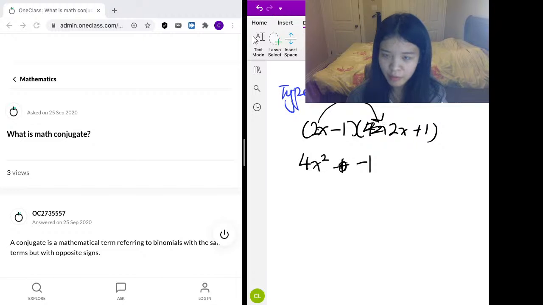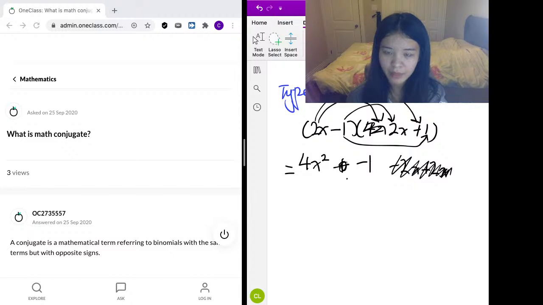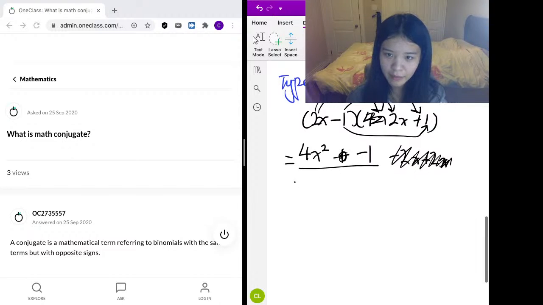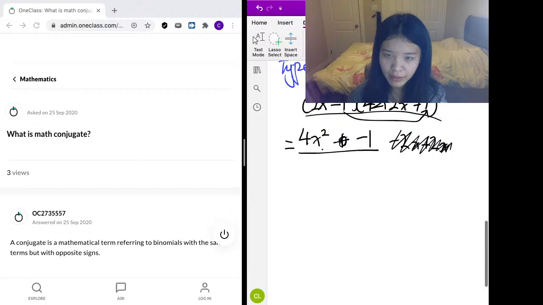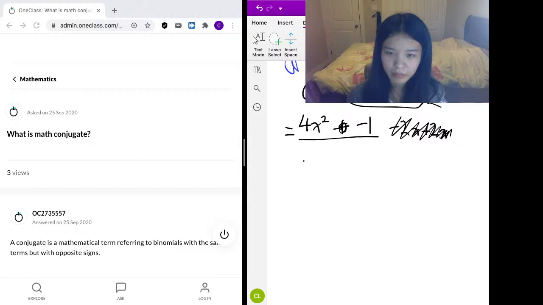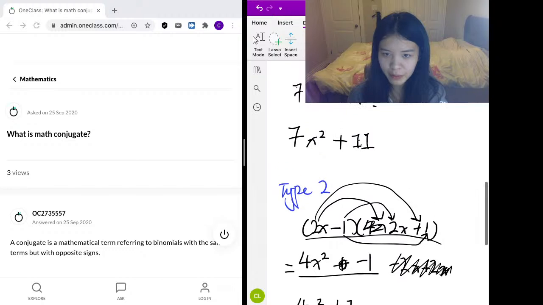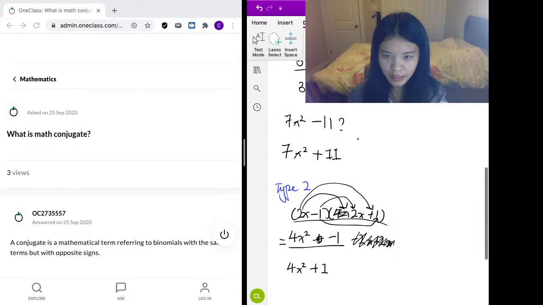you would multiply this term with this term, so 2x times 2x will be 4x squared, and then this term times this term would be plus 2x, and lastly this term with this term would be minus 1. So minus 2x plus 2x cancel each other, and you are left with 4x squared minus 1. So you're looking for the conjugate of this term, which is equivalent to the expression above. And the conjugate of 4x squared minus 1 is just 4x squared plus 1, which is really straightforward. So these are the two types of problems that you're most likely to encounter in terms of conjugates and binomials.